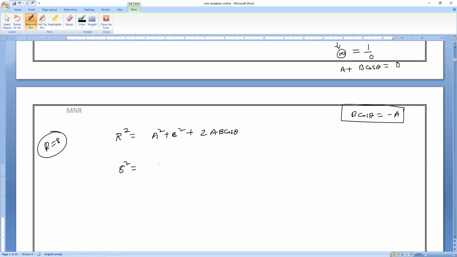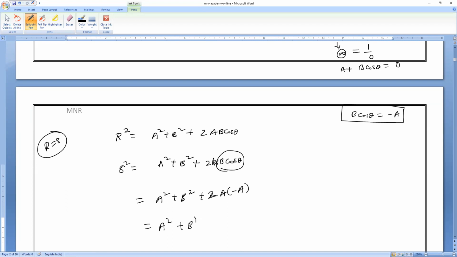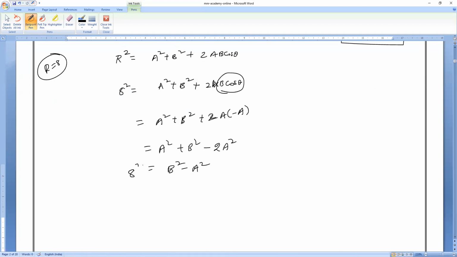So 8 square is equal to A square, A we don't know, plus B square, B we don't know, plus 2 into A into B into cos theta. So B cos theta, I'll write separately. We all know B cos theta is equal to minus A. So A square plus B square plus 2A into minus A, which will turn into A square plus B square minus 2A square. So which is equal to B square minus A square. Is it right or wrong? Everybody? Yes, sir. Is equal to 8 square. So all the places square will get cancelled. So I'll get it. How much?